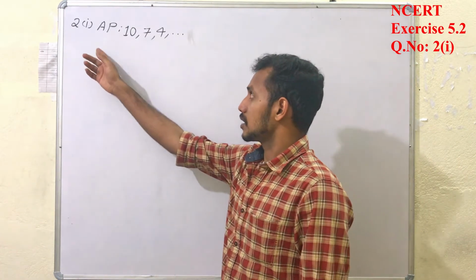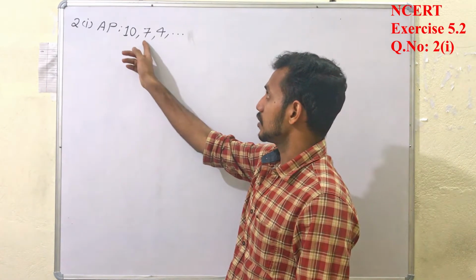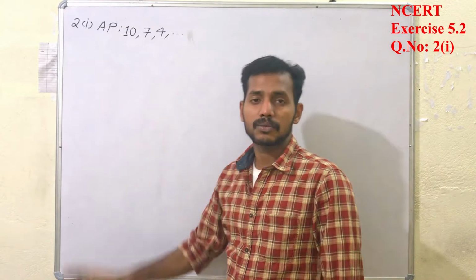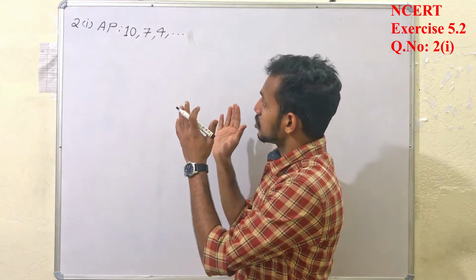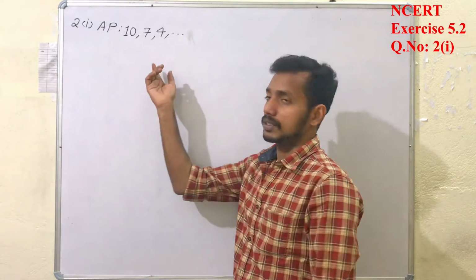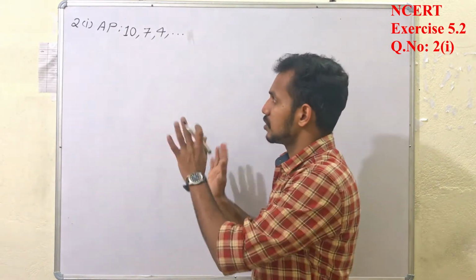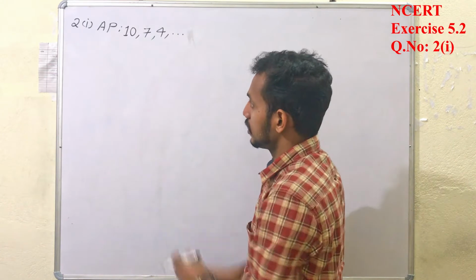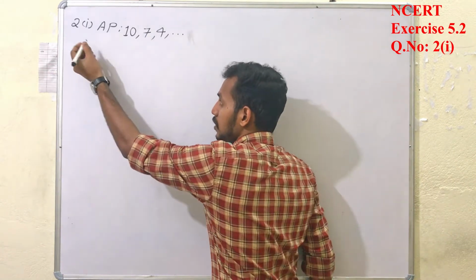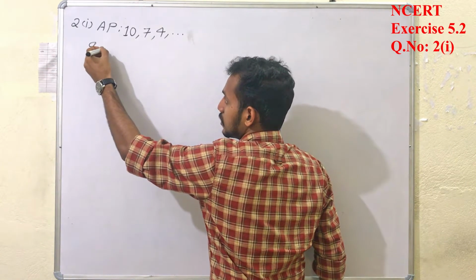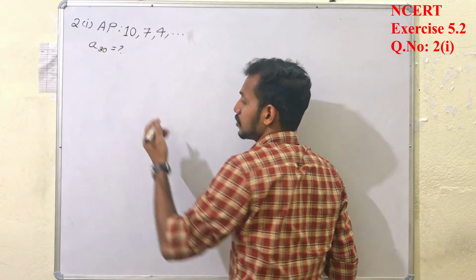Here one AP is given. The AP is 10, 7, 4, etc. Then which is the 30th term of the AP? It is a multiple choice question and the options are also given, but here we are going to discuss how to find a particular term of the AP. Here we have to find the 30th term.